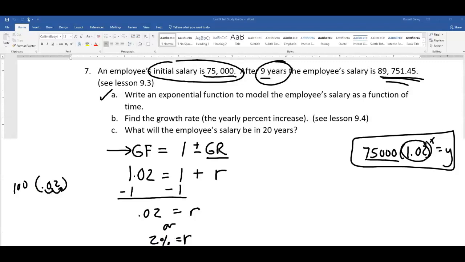Now, on your test, if it's a positive, I'll put a plus there to indicate that it was a positive here, and if it's a negative, then I'll put a negative there. But there's our growth rate.